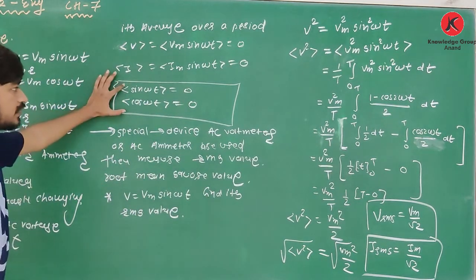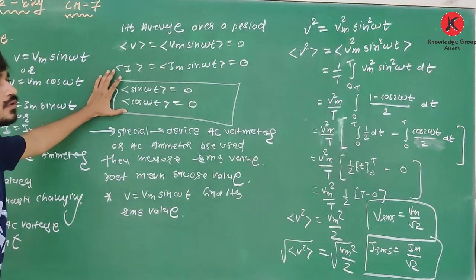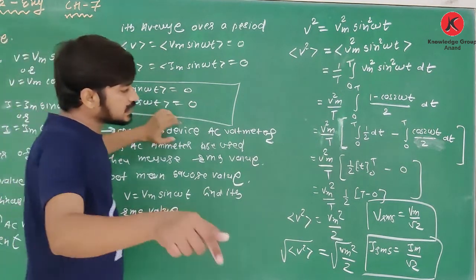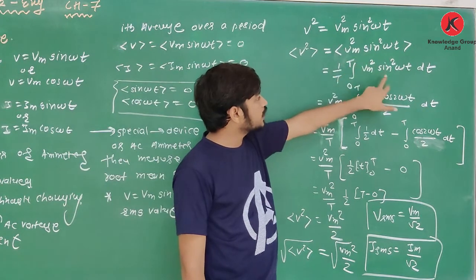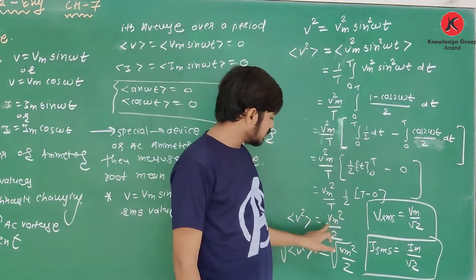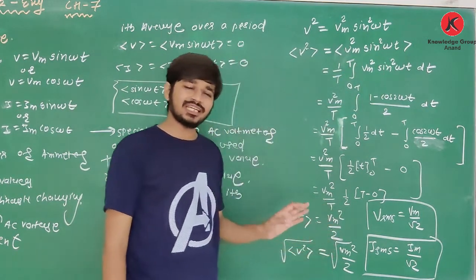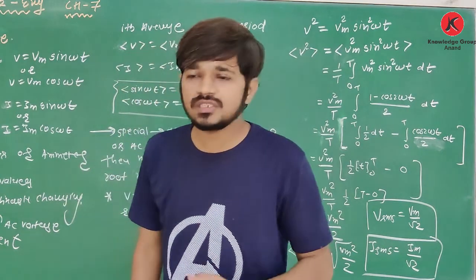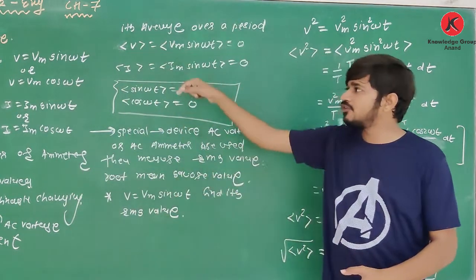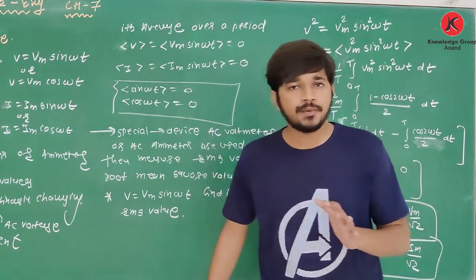Average of sine over a period is 0. Average of cos over a period is also 0. Clear about this? And if you remember one step directly, that the average of sine square over a period is 1 by 2, then you can write this step directly. Okay? So yes, it is all about the introduction for this chapter. Okay, what is RMS value?